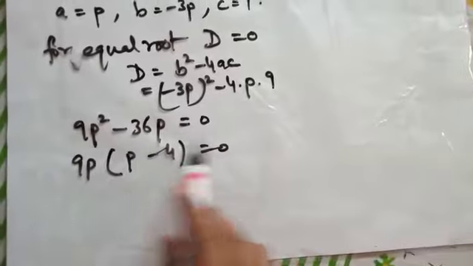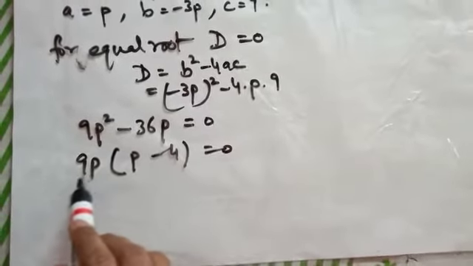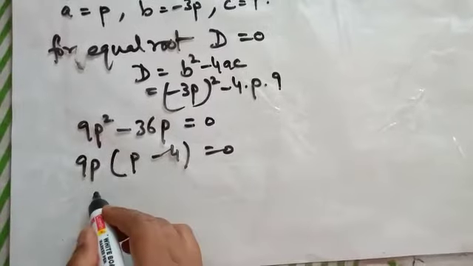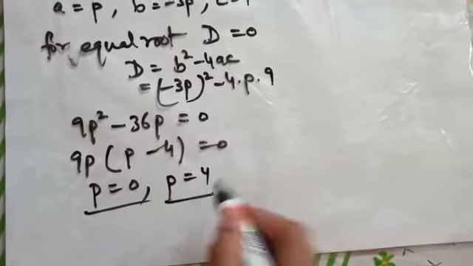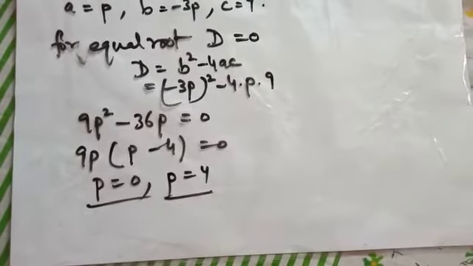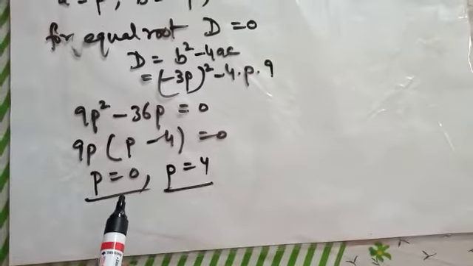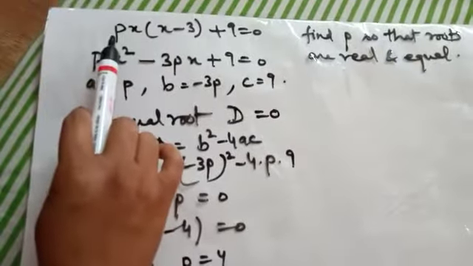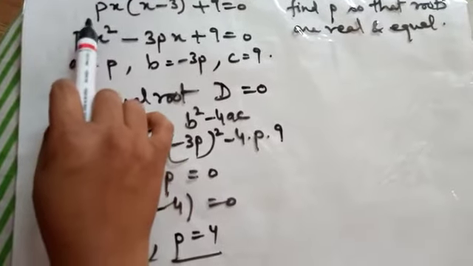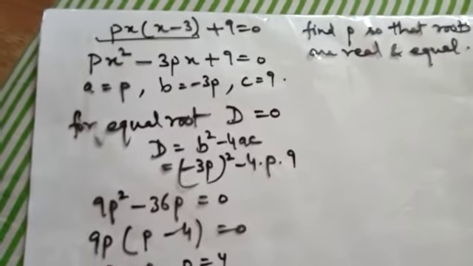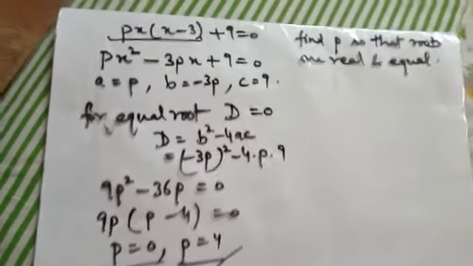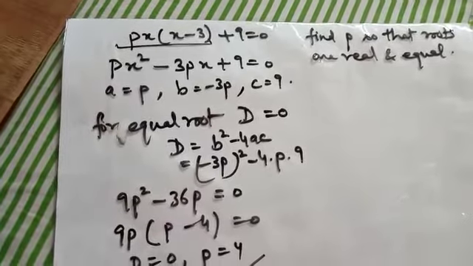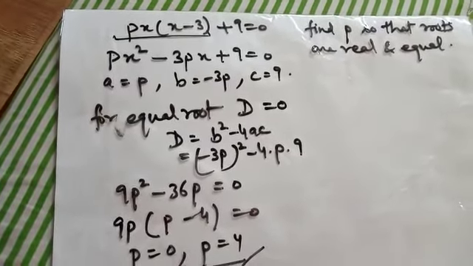Remember, you are not going to cancel anything because this is a quadratic equation. If I cancel from here, one answer will be lost. Now I have two answers, either p is equal to 0 or p is equal to 4. We have to see whether these two answers are possible or not. If I put p is equal to 0 in the question, then what will happen? This part will vanish. And that means I am left with 9 plus 9 is equal to 0. So that means p is equal to 0 is not the correct answer. And the final answer for the roots to be real and equal is p should be equal to 4. Right?